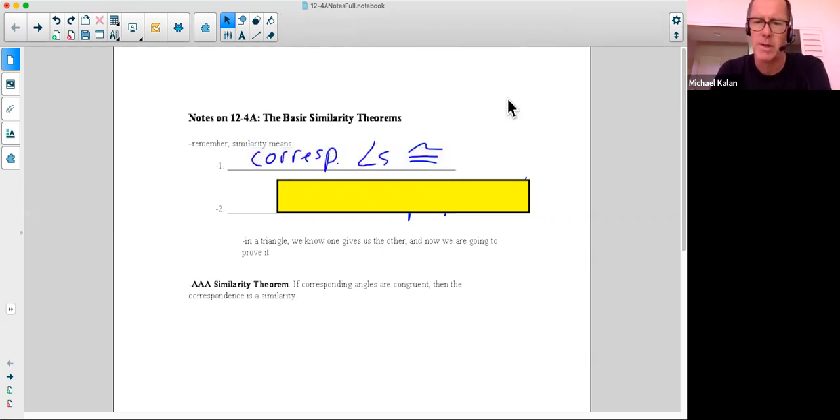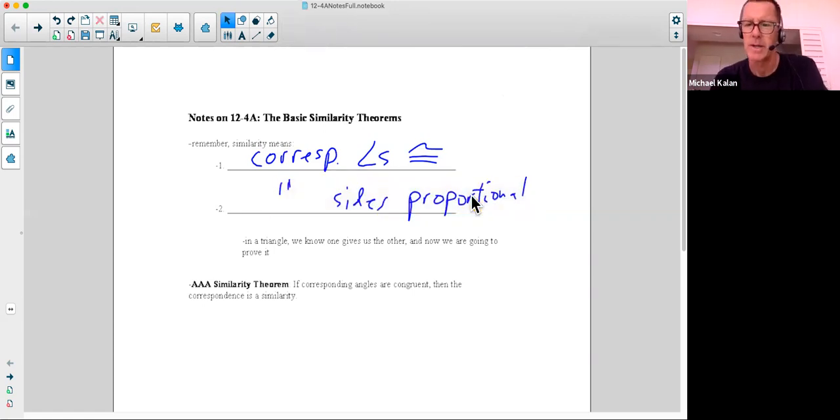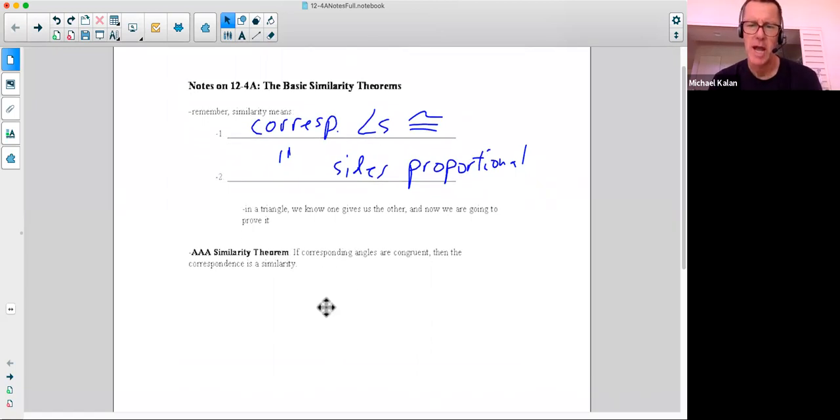Did you come up with corresponding angles are congruent? And what about the sides? Right, corresponding sides are proportional. And remember, in a triangle, we know that one gives us the other, and we're now going to prove it.